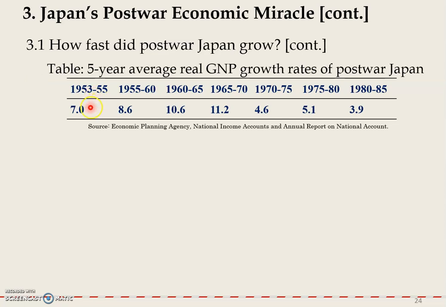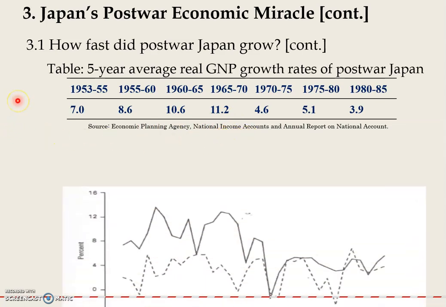Now, as you can see, from 1953, the beginning of the data, to the 1970s, you can find that the economic growth rate in Japan was extremely high, from 7.0 to 11.2%. So in the 1960s and 70s, it's even a double-digit growth.